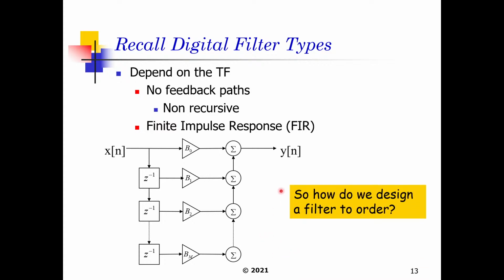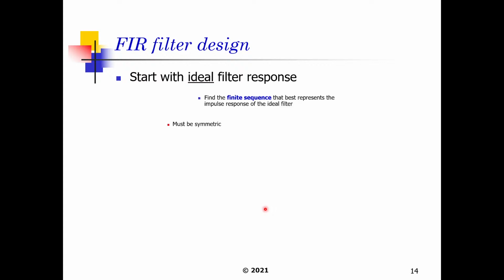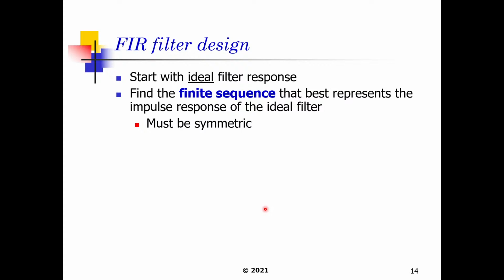So the question is how do we design a filter to match the order required for the FIR filter design? Typically we start with the ideal filter response, and then we find a finite sequence that best represents the impulse response of this ideal filter. In doing so, we need to make sure that it's a symmetric sequence.